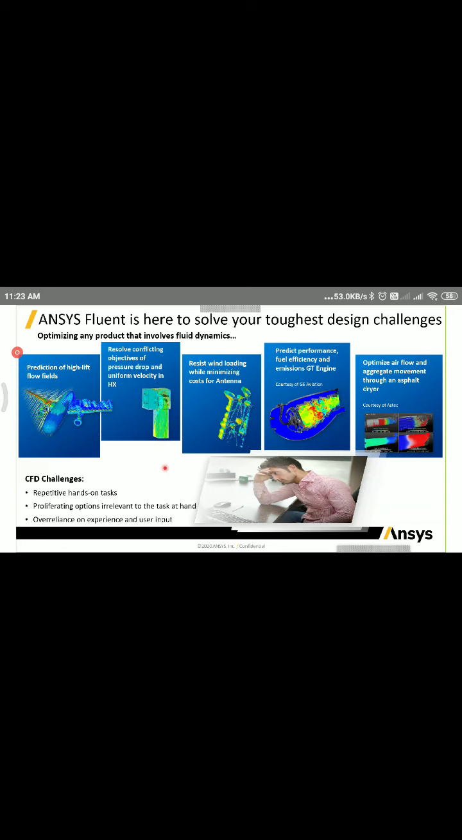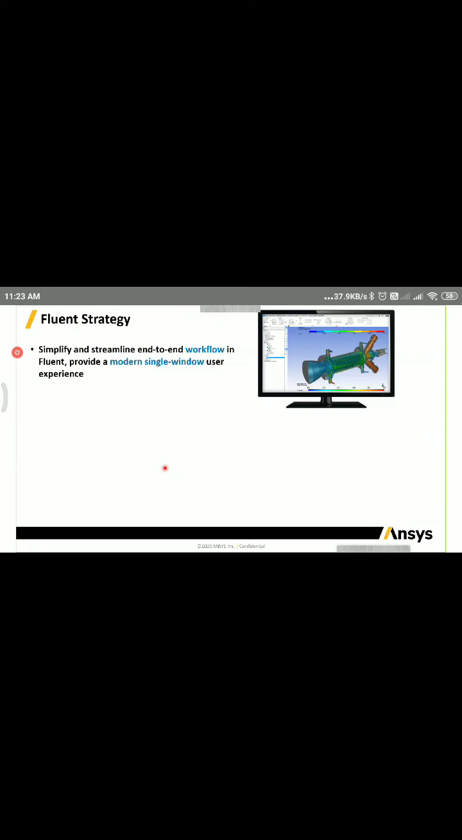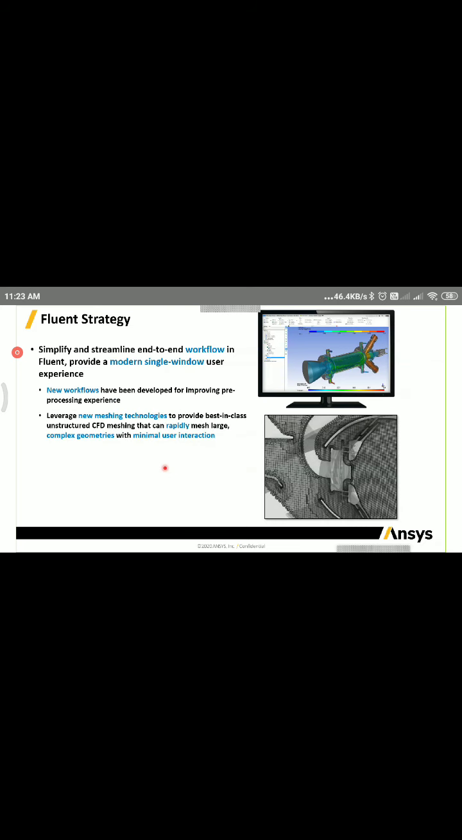So the strategy in the coming days for Fluent is to have a simplified and streamlined end-to-end workflow, where you start from the geometry and go till the post-processing. Everything can be catered to in a single platform, right? So these new workflows have been developed to cater to all these requirements. At the same time, it's much more robust and user-friendly, right? It's faster and more accurate than other tools at capturing the geometry, as we discussed.